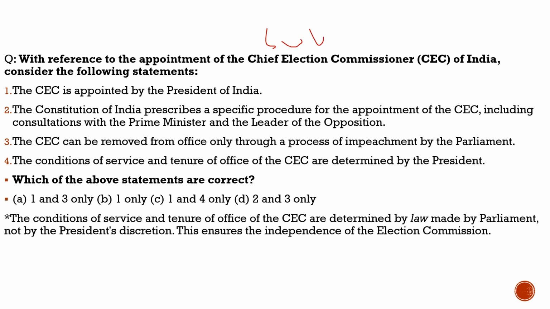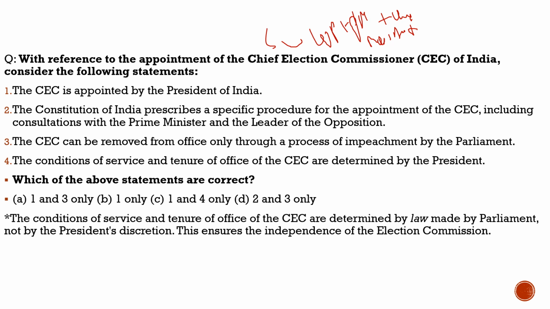It is the leader of opposition, the PM, and a union cabinet minister. So Mr. Modi, plus Amit Shah and Rahul Gandhi, are going to meet and decide who will be the next chief election commissioner. Here you can see that the members from the government definitely enjoy the majority, and that is one of the criticisms against this selection committee.